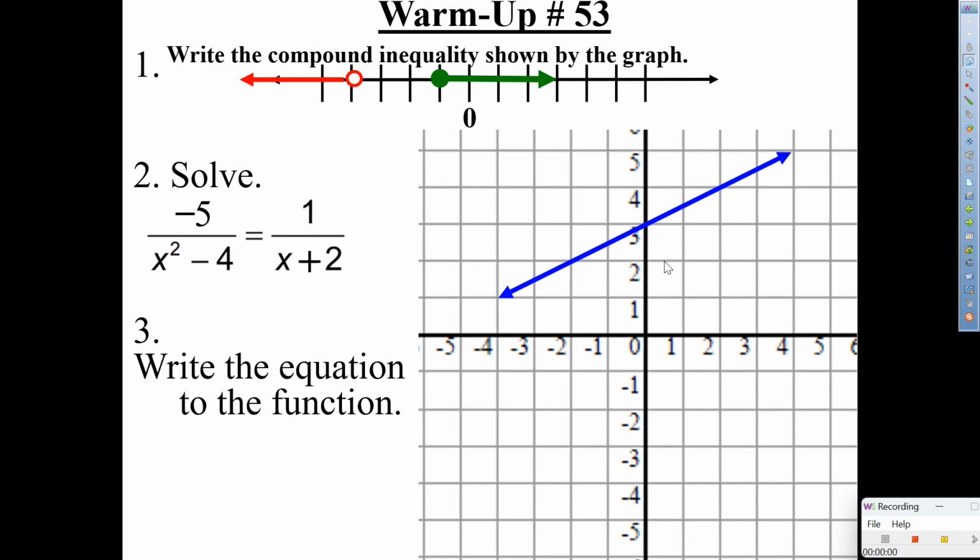All right, well, good morning, everyone. Welcome back to another exciting day in mathematics. Whoop, whoop. Warm-up 53, you should be just about done.